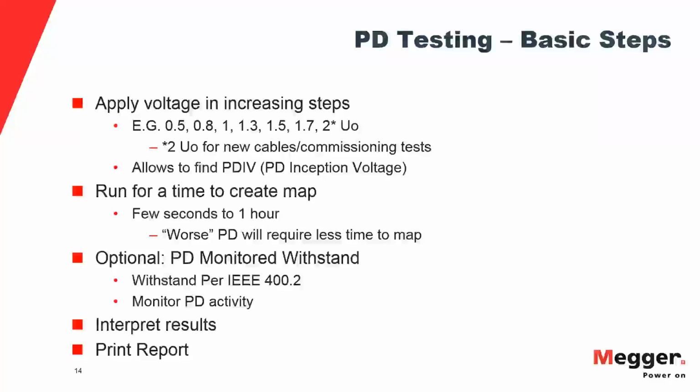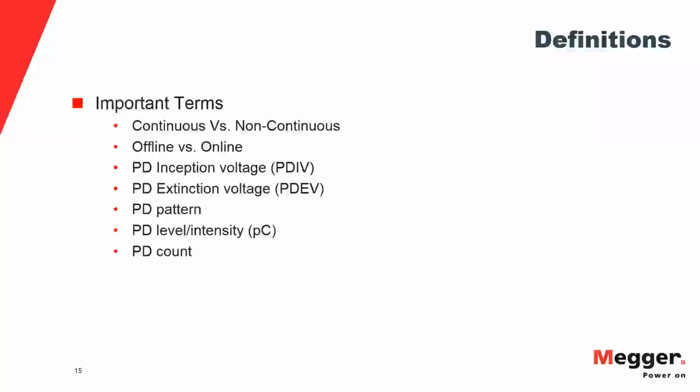How do we actually run the test? We might run the test by applying increasing voltage steps, for example, half rated voltage, 0.8 times rated voltage, working our way up to 1.7 or twice rated voltage, going up to 2 times rated for new cables. This allows us to find the PD IV, or the PD Inception Voltage, which is the voltage at which partial discharge begins. How high do we have to bring voltage to start seeing PD?